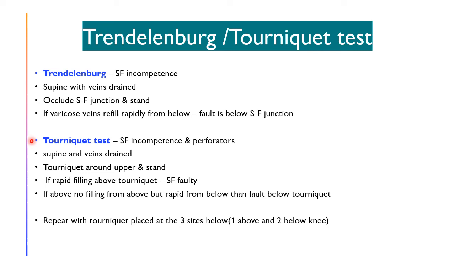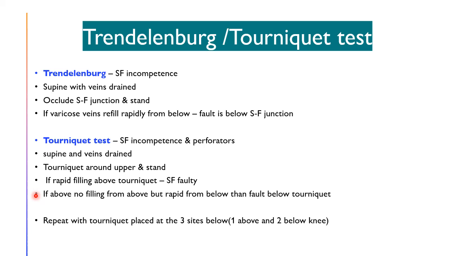Next is the tourniquet test. It is a test of the SF incompetence and the deep perforators of the leg. Again, with the patient lying supine and the veins drained off, a tourniquet is placed around the upper thigh and the patient is asked to stand. If there's rapid filling above the tourniquet, then the saphenofemoral junction is faulty, is incompetent. If there's no filling from above, but rapid filling of the varicose veins from below, the fault is then below the tourniquet.